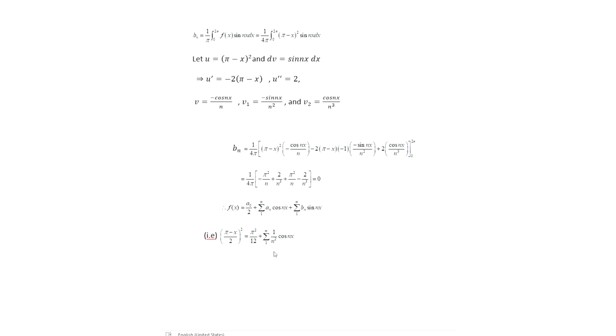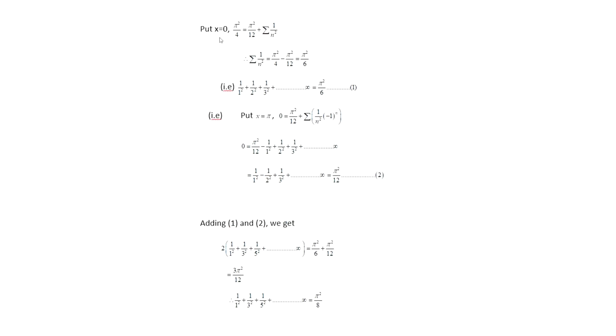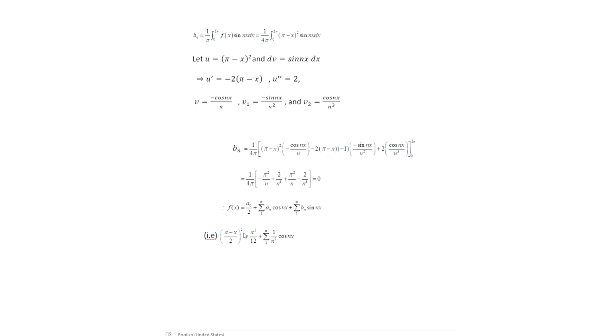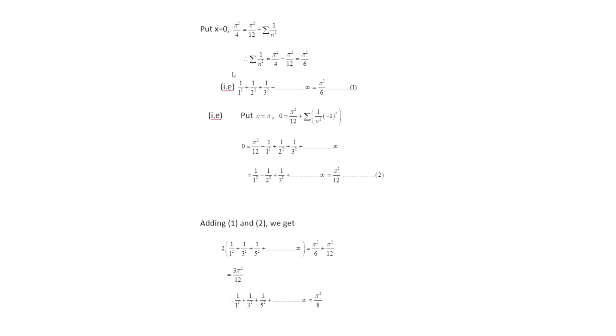Then there is a deduction. So to find that, put x equal to 0. If you put x equal to 0 here, we will get pi square by 4 equal to pi square by 12 plus summation 1 by n square. That is summation 1 by n square equal to pi square by 4 minus pi square by 12. When we simplify, we will get pi square by 6. That is 1 by 1 square plus 1 by 2 square plus 1 by 3 square etc. up to infinity is pi square by 6.